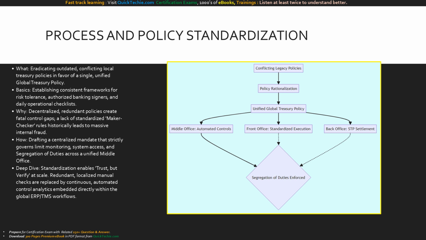The front office gets standardized execution rules. The middle office is armed with automated controls. The back office is streamlined for straight-through processing, STP, settlement. All 3 of these branches are tightly bound by the decision diamond at the bottom, segregation of duties enforced. By removing redundant local rulebooks, we create an airtight, unified control environment.